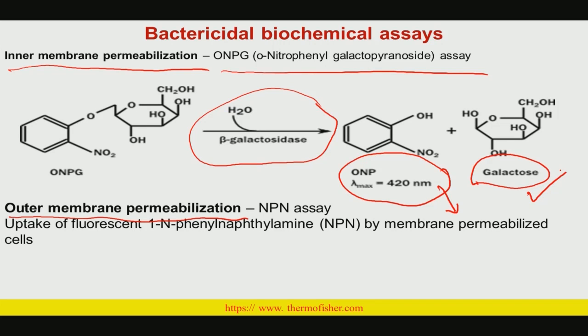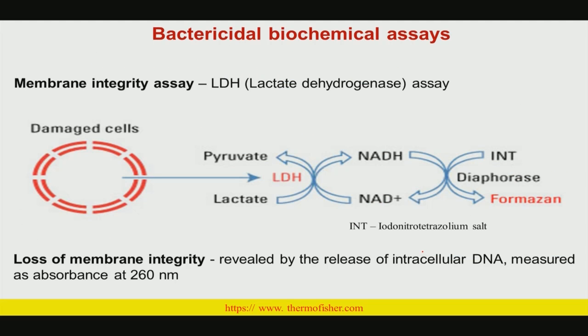The second one is outer membrane permeabilization, which is also used to quantify whether there is any instability in the membrane integrity, and that is the uptake of a certain fluorescent dye. NPN is one of the fluorescent dyes taken up by membrane permeabilized cells. That means if the membrane becomes more permeable, or if the bacterial membrane integrity is disturbed or lost, then what happens? It will undergo the death phase.